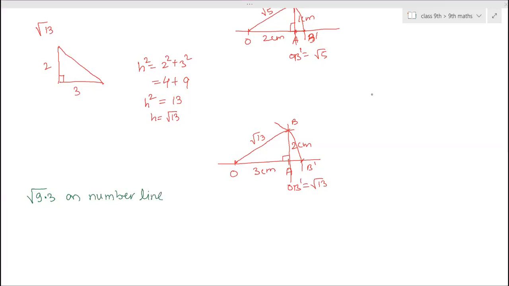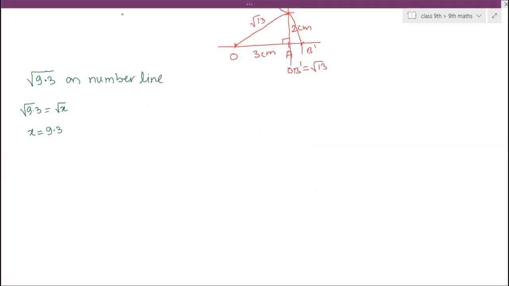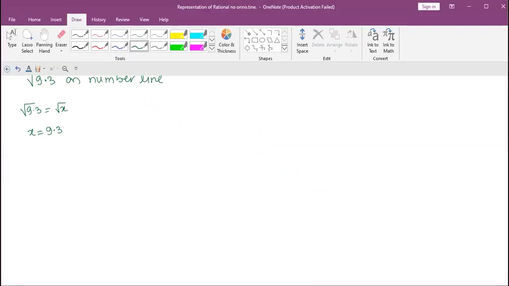Now drawing the square root of a decimal number on a number line. So that is done by a different method. We have to consider this as root 9.3. You can consider it as root x. So what is the value of x? 9.3. So what we have to do is we have to draw a line.